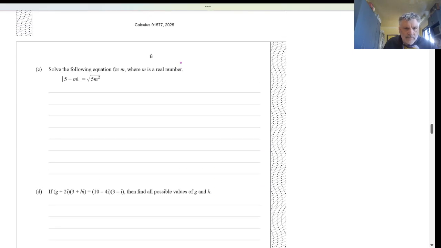Question C. We want the modulus of 5 minus mi to be equal to the square root of 5m squared, and it says m is a real number, so this number here is just a complex number. The modulus, if we have a plus bi, remember that's simply the square root of a squared plus b squared.